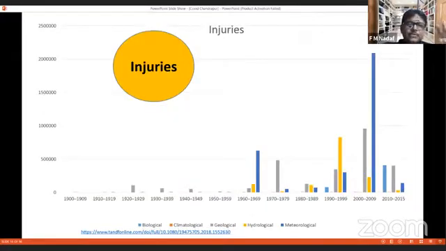Similarly, when it comes to injuries, there were few injuries. Deaths were more, but injuries were less. But today, deaths are less, but injuries are more. So this is how you find a very interesting relationship between injuries, deaths, and the disasters in the last 120 years.